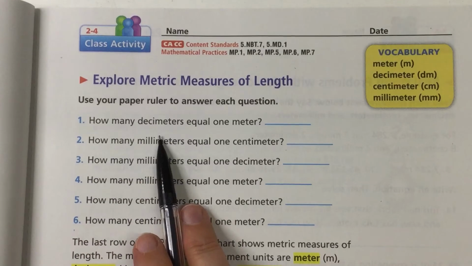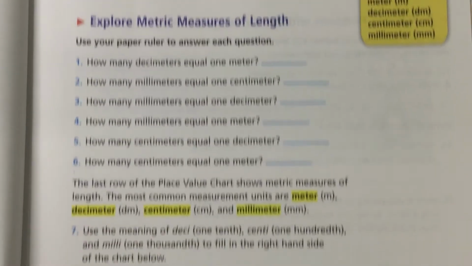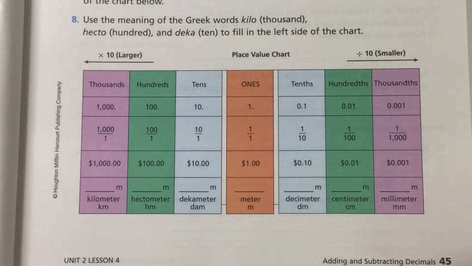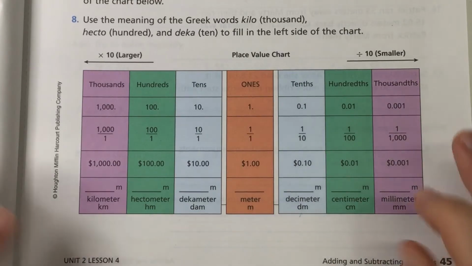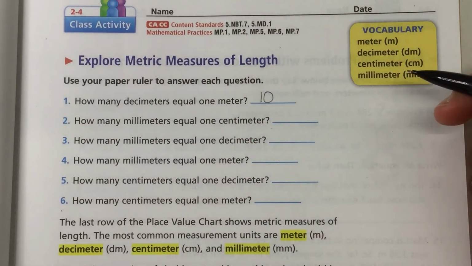Number 1, how many decimeters equal 1 meter? Now this is something that you would just need to remember from 4th grade, or you could use your place value chart at the bottom of this page. Here's the meter, and then here's the decimeter. Notice this is going past the decimal point, so it's dividing by 10. So 1 meter divided into 10 equals 1 decimeter. So that means that there are 10 decimeters in 1 meter.